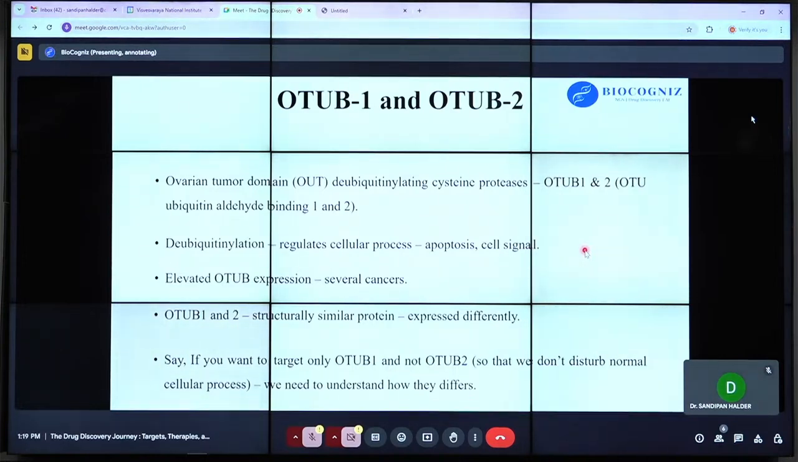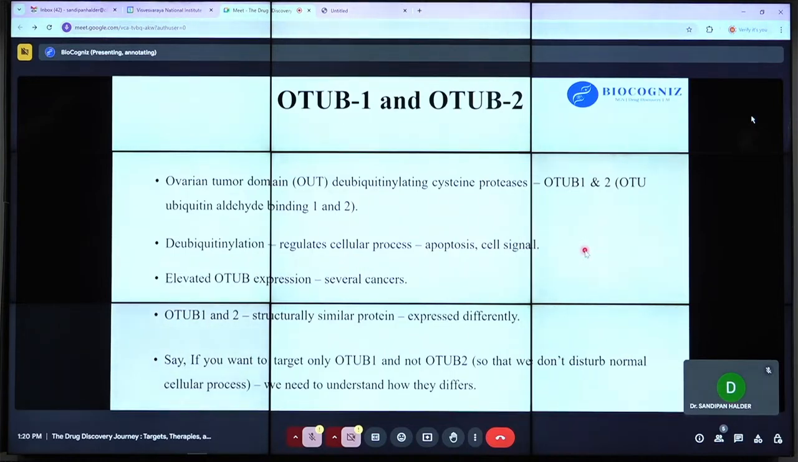So when you target OTB1, the drug should bind to OTB1, not to OTB2, even though they are very closely similar. As I said, OTB1 and OTB2 are also needed for the normal day-to-day cellular process, so you should not target them unless they are overexpressed. So we should know when it is overexpressed. That is very easy. A normal blood test can identify it through blood biomarkers. You can easily know which protein is overexpressed.